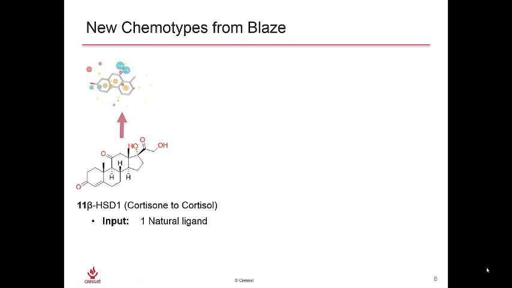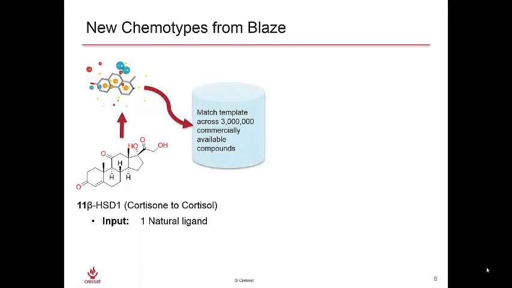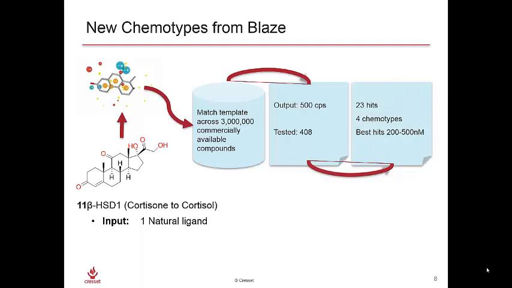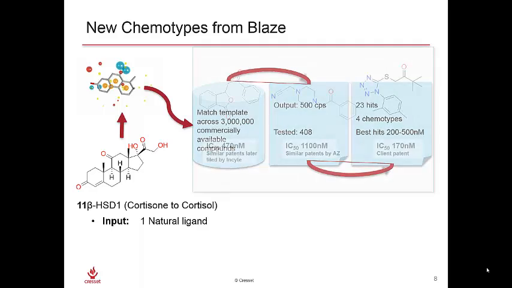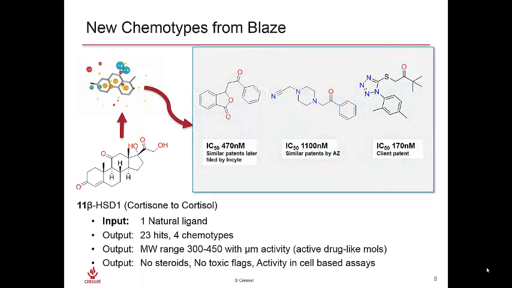As an example, some years ago, one of our academic customers did a virtual screen to look for new non-steroid chemotypes for 11-beta HSD1 inhibition, starting with the shown steroid as the seed molecule. In the output, there were 23 lead-like hits from 4 non-steroid chemotypes. The 3 sample structures shown include a structure that was similar to patents filed by AstraZeneca. The compound on the right was patented by our customer. The compound on the left was planned to be patented by our customer, but was scooped by Insight.